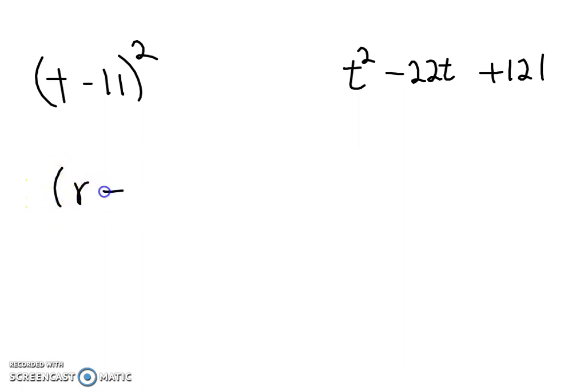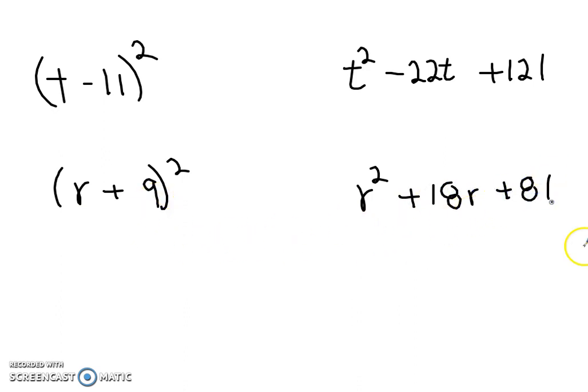So we've gotten to where we can do these things out without having to bother FOILing. Let's go r plus 9 squared. It's going to be easy. r squared. Two of these is going to be 18r. And that squared is going to be 81. Let's do another one.